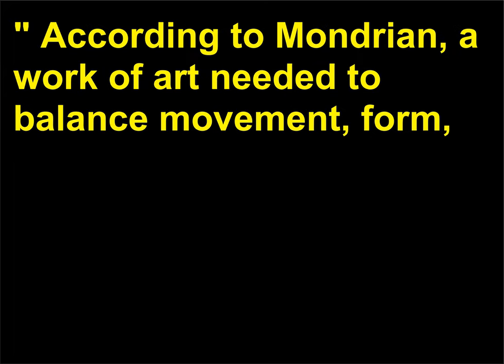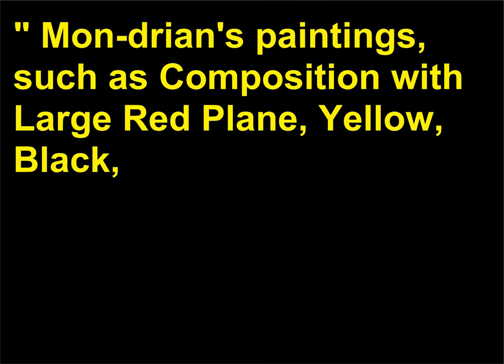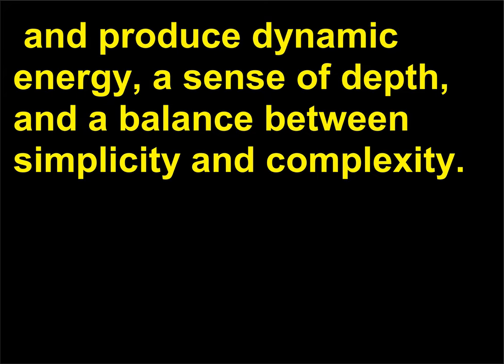According to Mondrian, a work of art needed to balance movement, form, and color in order to achieve this reality, an aesthetic philosophy called neoplasticism. Mondrian's paintings, such as Composition with Large Red Plane, Yellow, Black, Gray and Blue, 1921, are meticulously painted to achieve the utmost informal balance and produce dynamic energy, a sense of depth, and a balance between simplicity and complexity.